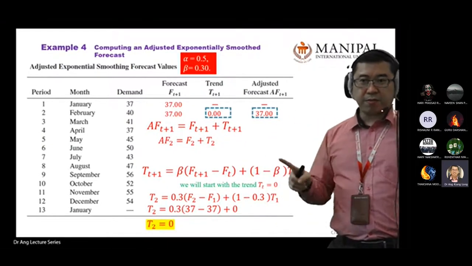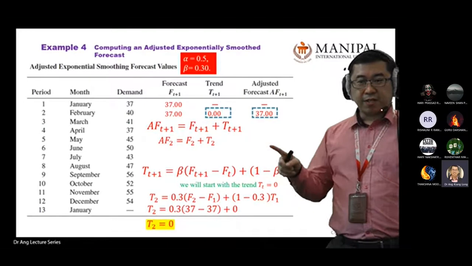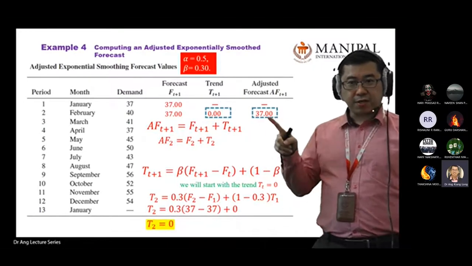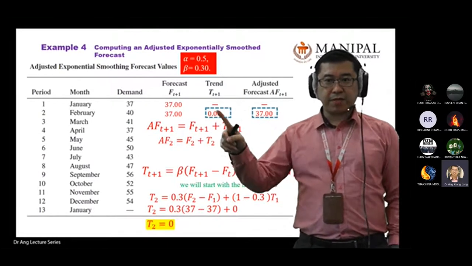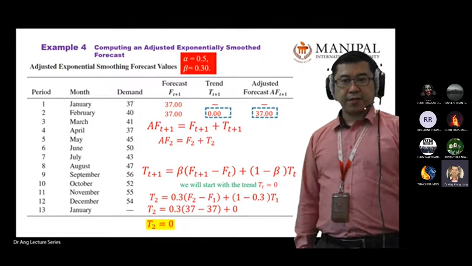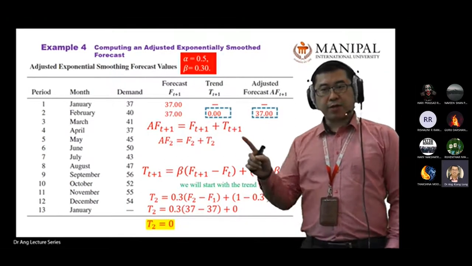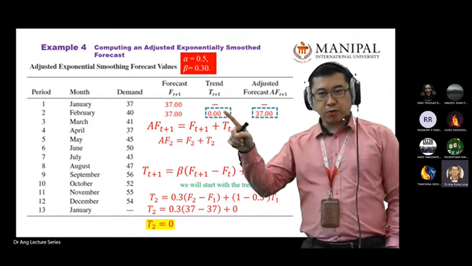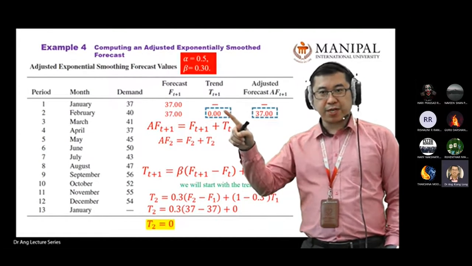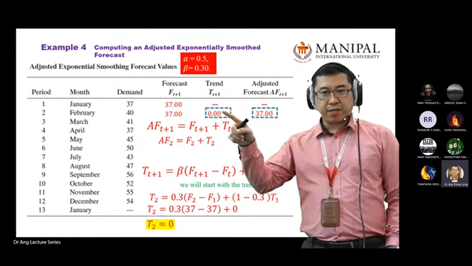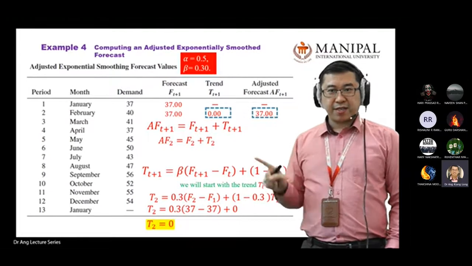Basically, this column is very fast, because this column is basically take this one plus this one, you get this one. Okay. My only concern is either this one you do wrong, or you press the wrong digit on the calculator, this one wrong, then all this will be wrong.